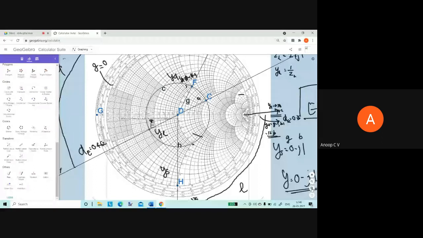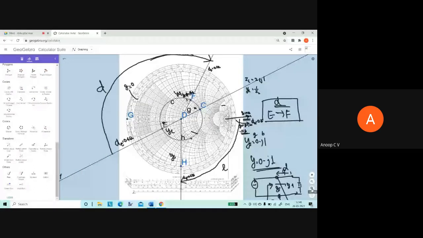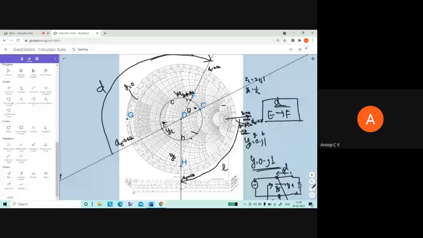What is D? To reach D, I should travel from 0.462 to 0.5, and then from 0 to 0.162. So what is this distance? This distance is 0.5 minus 0.462. Can anyone calculate and tell? It should be 0.038. Yes.